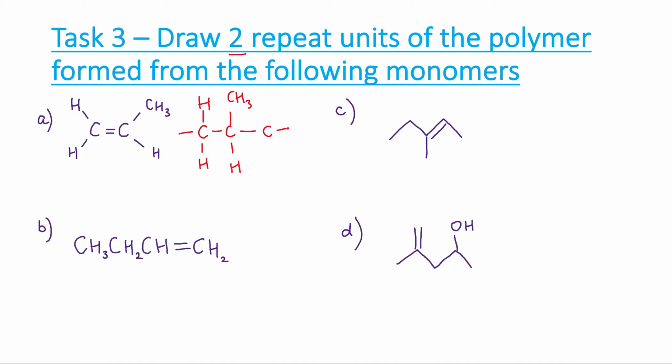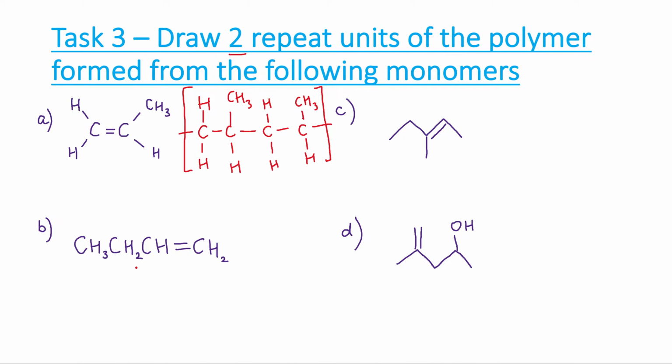So again, 2 carbons with the same groups coming off of it. So this carbon here had 2 hydrogens, this carbon here had a methyl and a hydrogen. And again, you need to have those extending bonds and ideally square brackets around that. So here we have 1 repeat unit and here is the other repeat unit, so that's our 2 repeat units here.